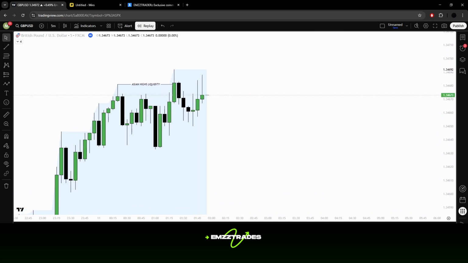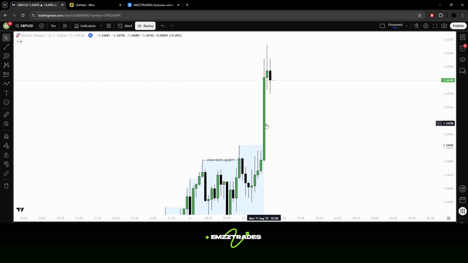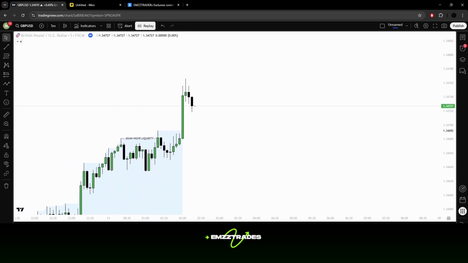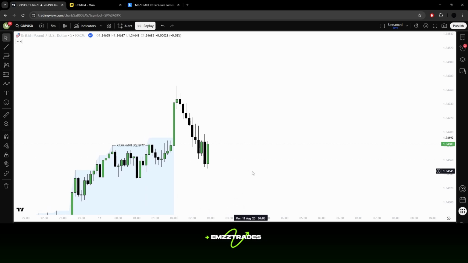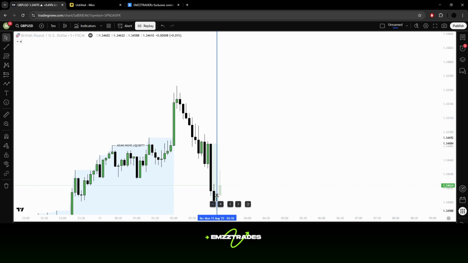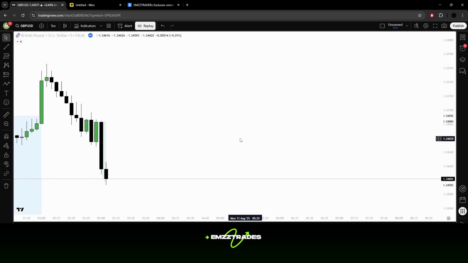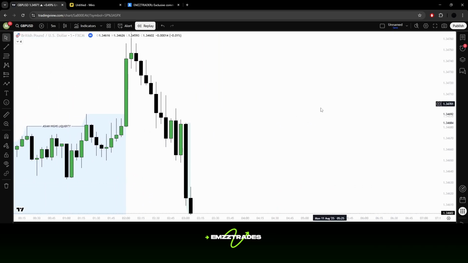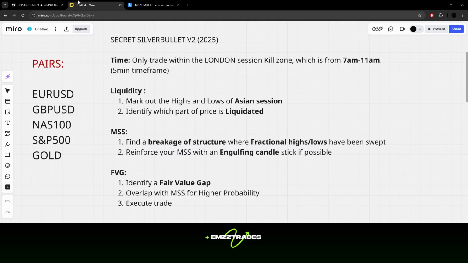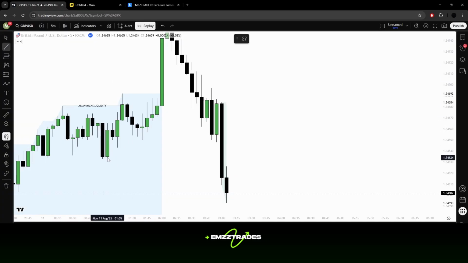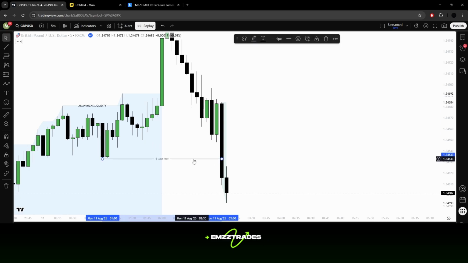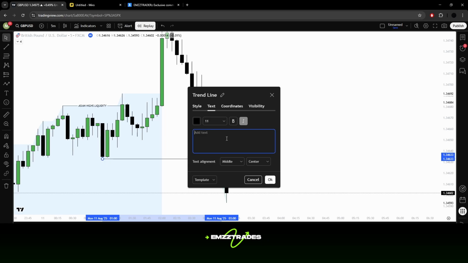So now if I play price forward, as you can see, it's going towards the highs. If I just zoom out, now it's going towards the lows, and if I play price forward more, as you can see right there, let me just move this back. Price gave us a very, very good movement. So now what I'm going to do is mark out my market structure shift, as it says here. So what you're going to do is mark this area out right here. As you can see, this would be our market structure shift, and this would be our fractional low as well.